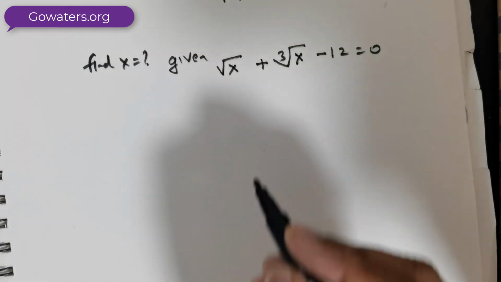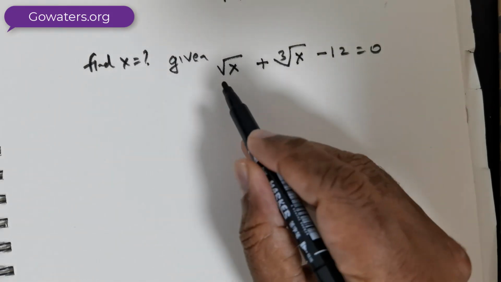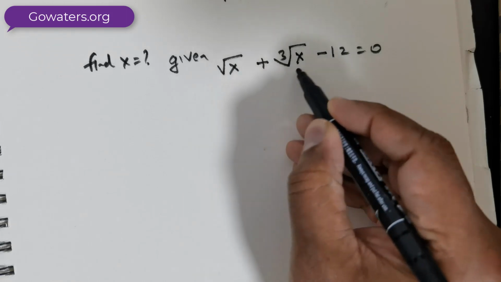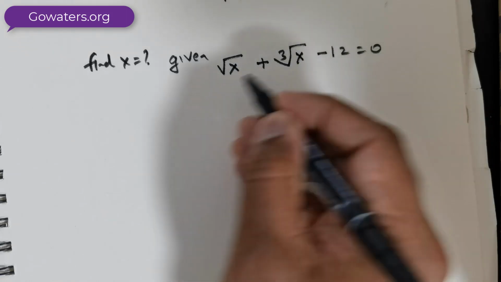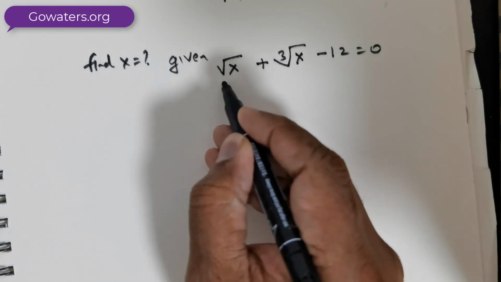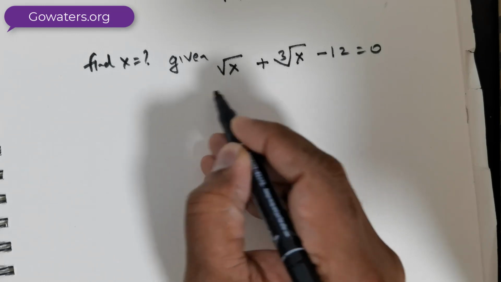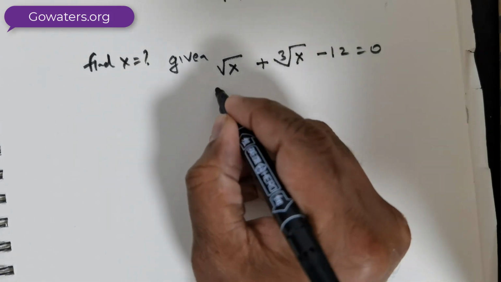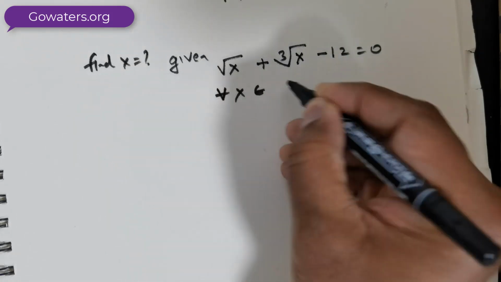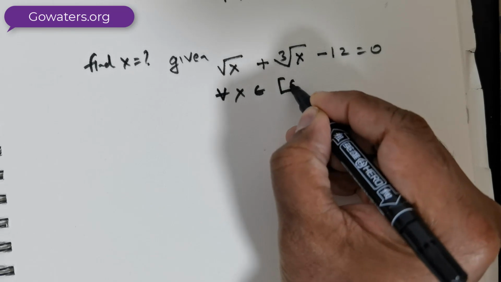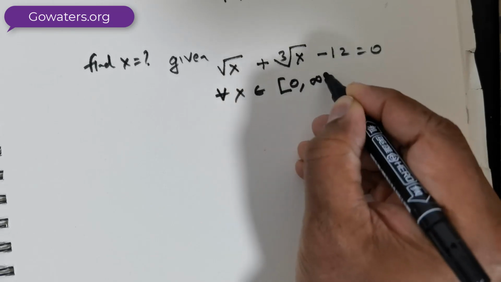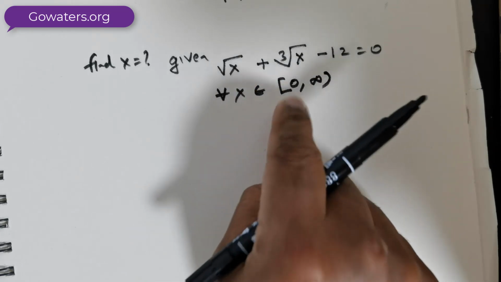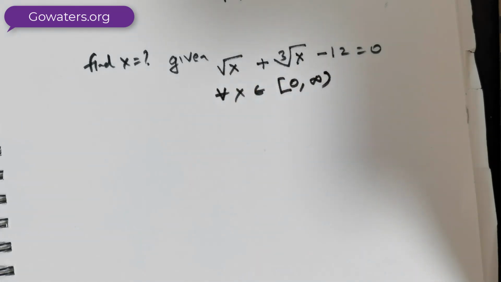Hi everybody, we got a beautiful equation. We are expected to find the value of x given that square root of x plus third root of x minus 12 is equal to 0. Now, foremost we need to find the domain. This equation will hold good only if the value of x lies between 0 and infinity, right? So this should be the domain.